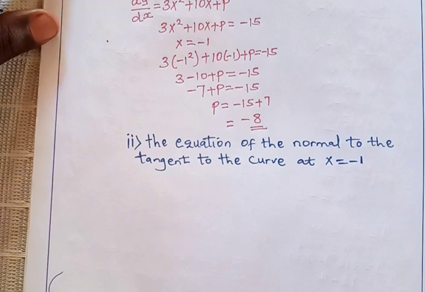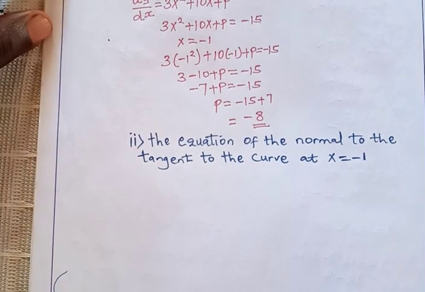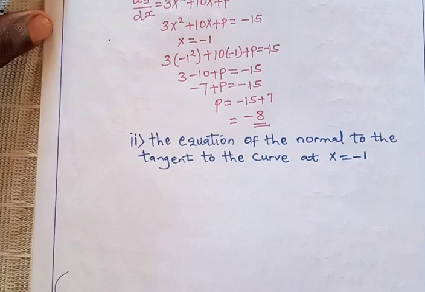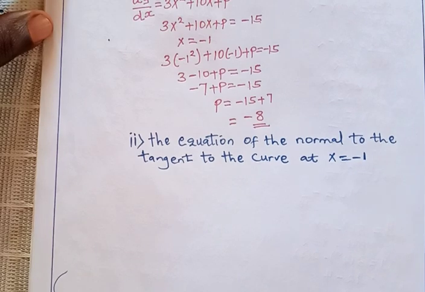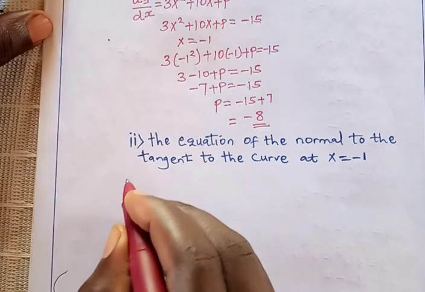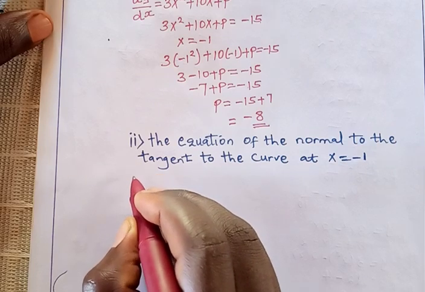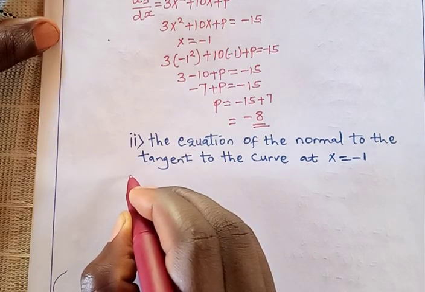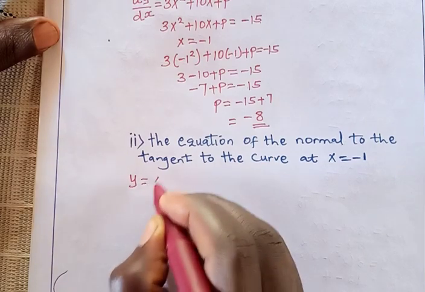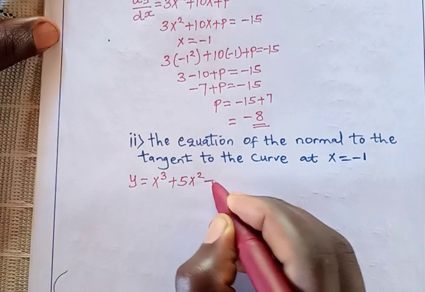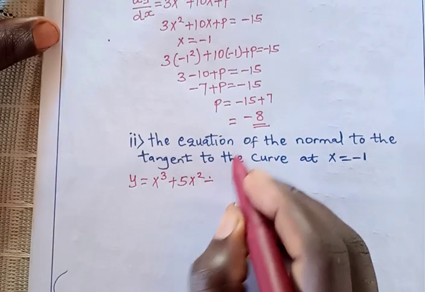The equation of the normal to the curve. Remember from my previous utterances, I said that anytime normal is mentioned, we need to know that the product of the two gradients will give you negative 1. Now, let us rewrite the equation. Now that we have the value of p, let us write the whole equation. Y is equals to x raised to power 3 plus 5x squared. Now instead of p, our p was negative 8.